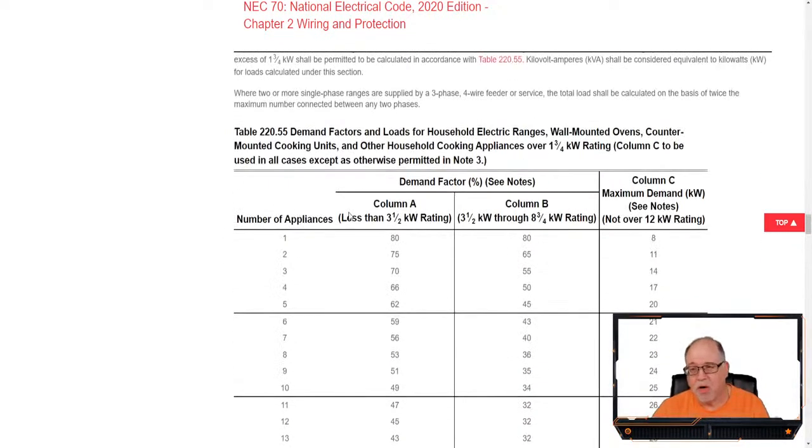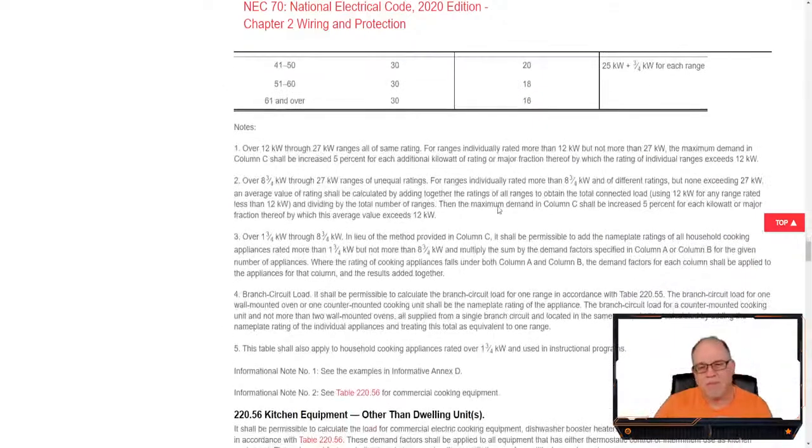However, we know that we do have some ranges that are over 12 kW. Okay, because of that, we're going to look at the notes. See, it says column C notes. Now, we're not going to use Note 1 because even though our ranges do fall between 12 and 27, right? The problem is we have some that are less than 12, and all of the ranges are not equal. They're not all the same rating, okay? They're unequal. So we're going to look at Note 2.